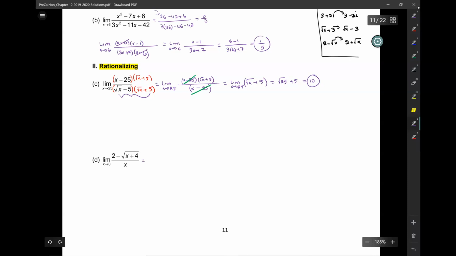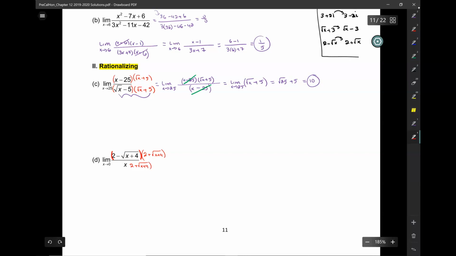So this is indeterminate form. That means I need to simplify this. Because I have a root situation happening, I need to multiply by the conjugate. Here it's going to be 2 plus root x plus 4. So this time it's in the numerator. It's okay. You just multiply whatever term it is.